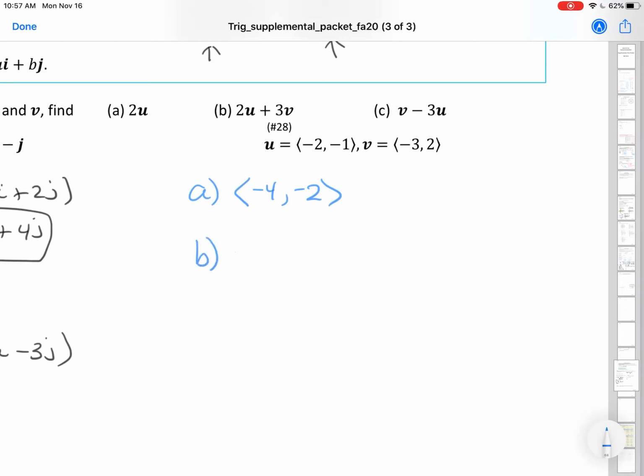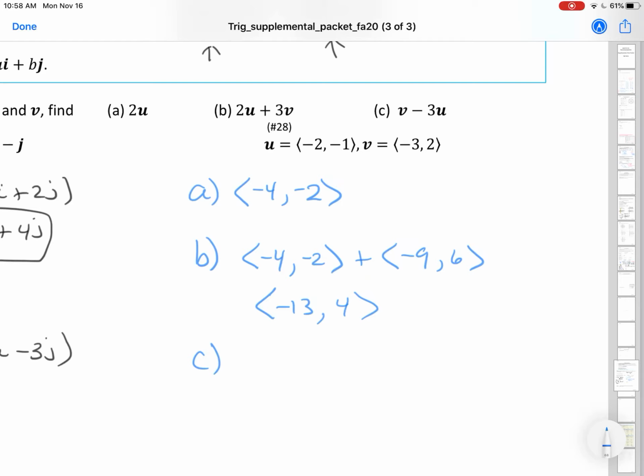How about B? B wants us to take 2u, which is negative 4, comma, negative 2, and add to that 3v, which is negative 9, comma 6. Hopefully you're okay with me coming up with those really quickly. We need to add them. A negative 4 and a negative 9, that's negative 13. A negative 2 and a 6 is 4. Done.